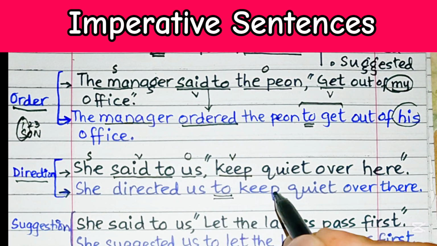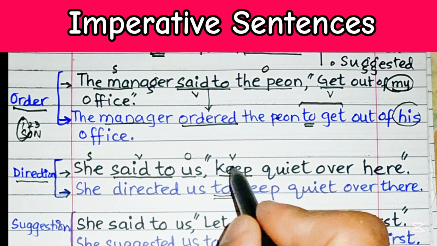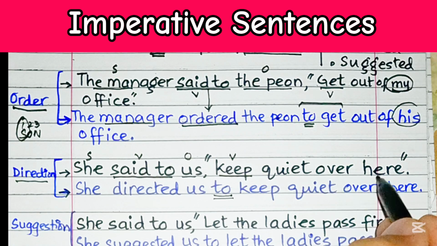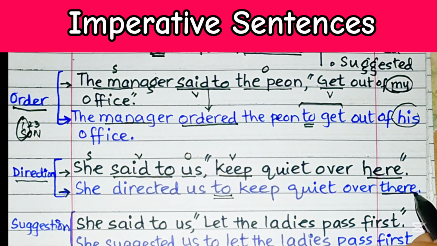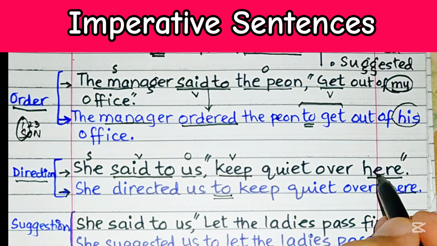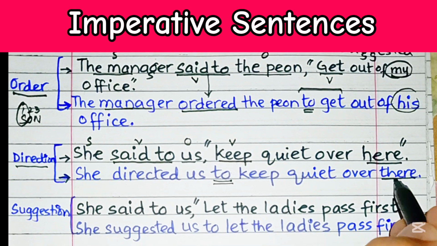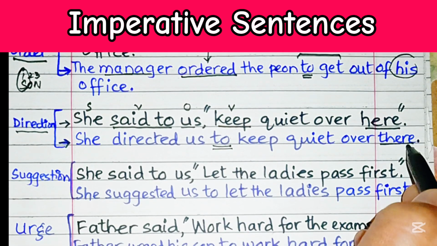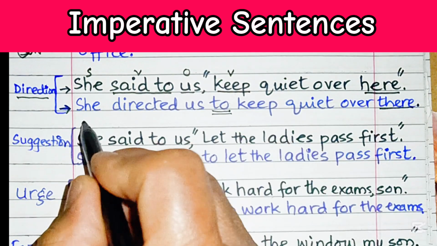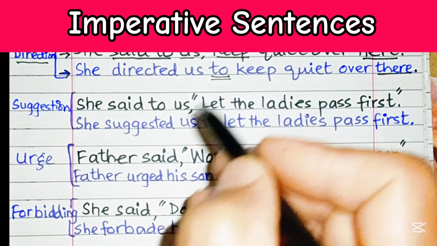to connect this one to the coming part of the speech, that is reported speech. She directed us to keep quiet over here, which is shifted to there. We know that once we convert here into indirect, it will be there then. Then there is a period or full stop. She directed us to keep quiet over there.